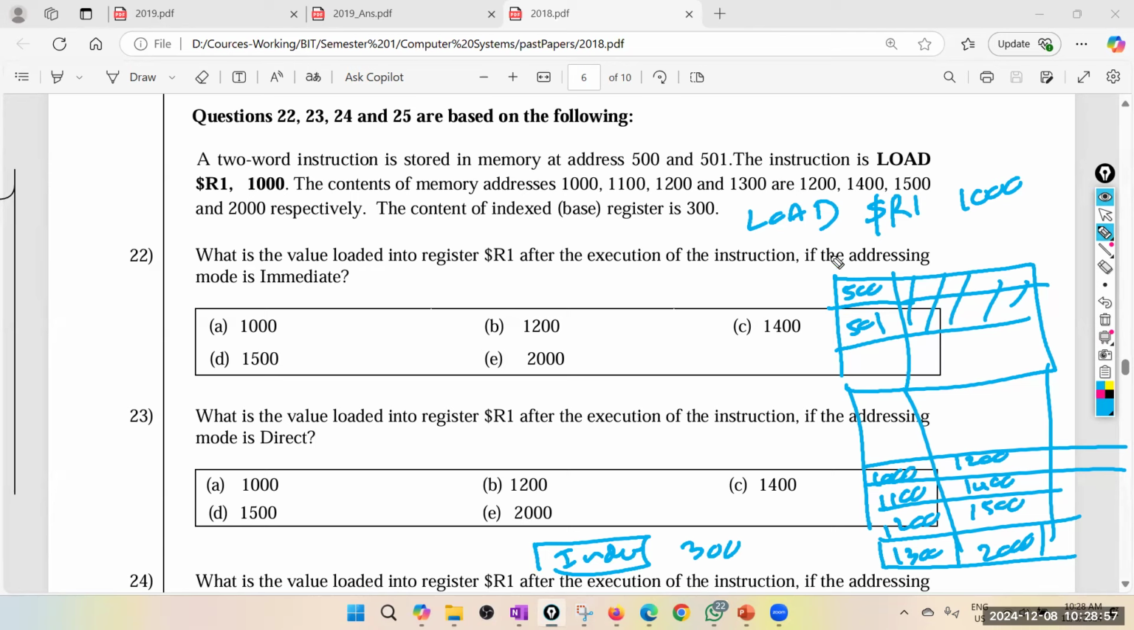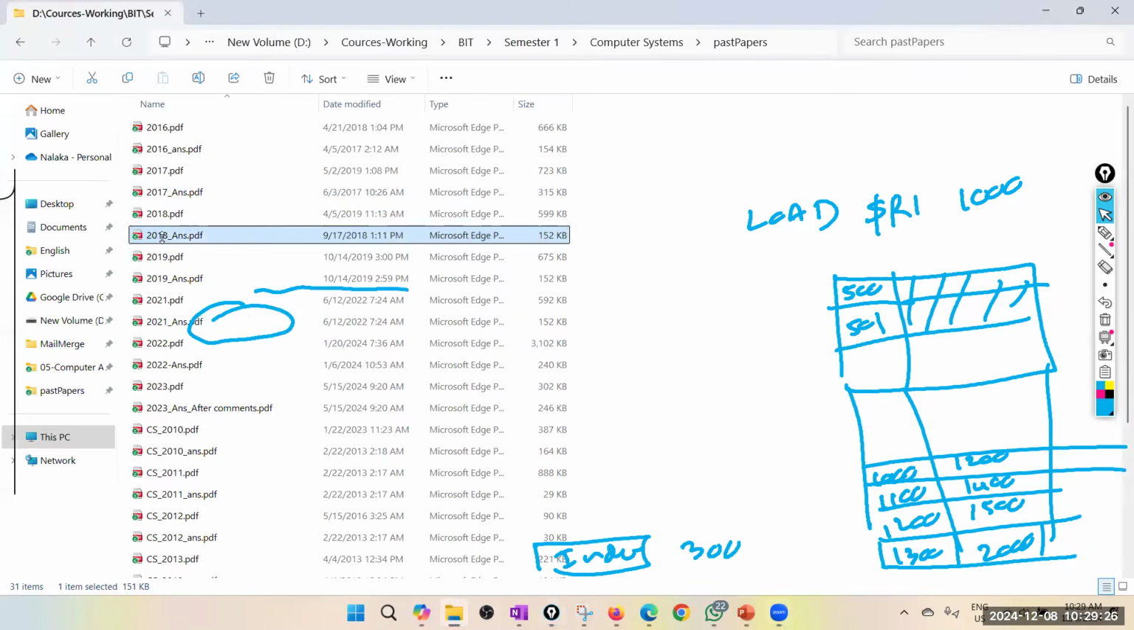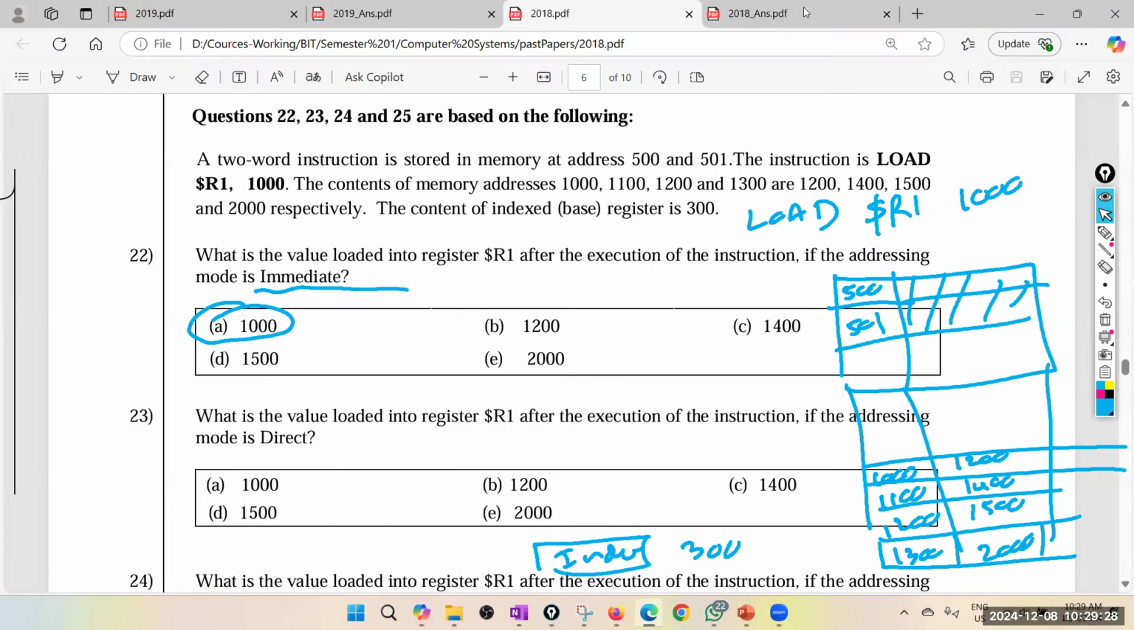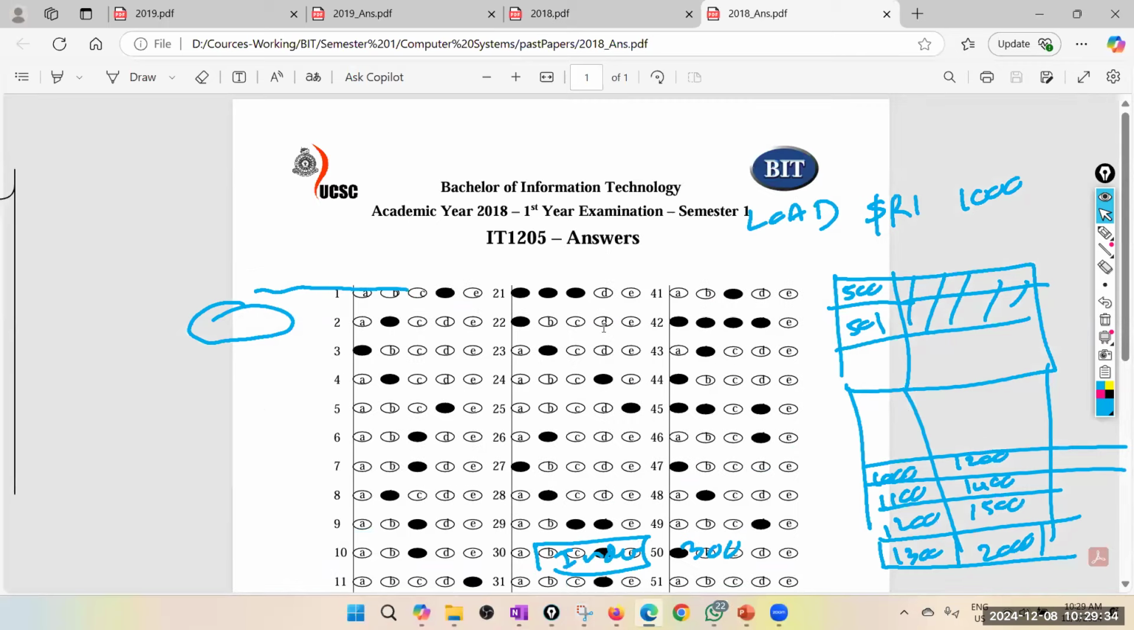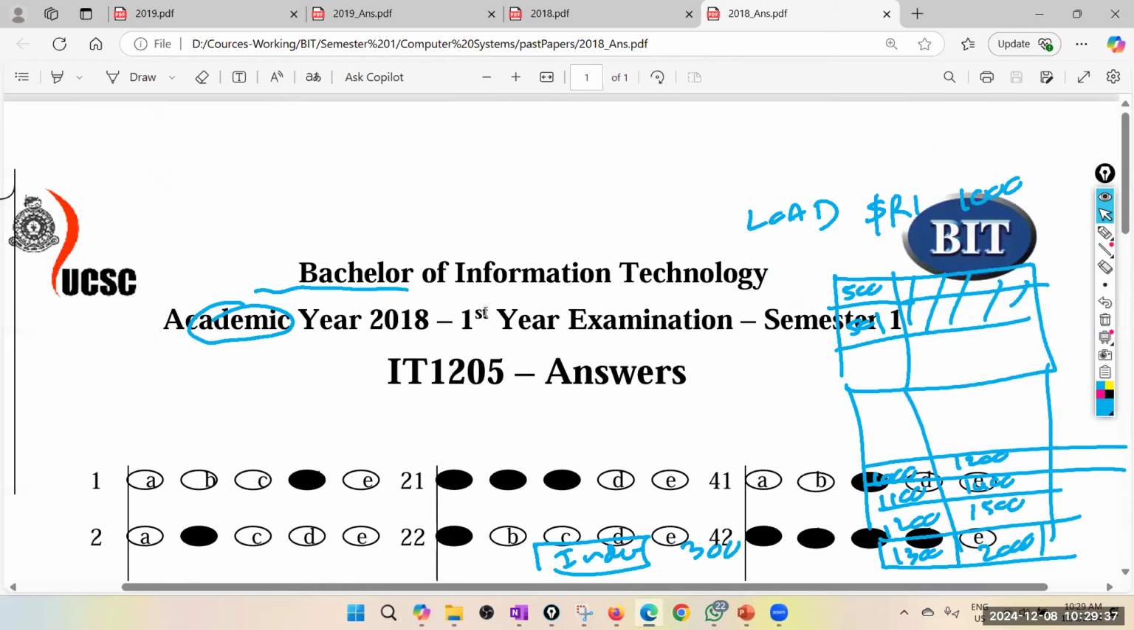After execution of the instruction, if the addressing mode is immediate. So remember, if the addressing mode is immediate, this is the content. So therefore, this is a super easy question, right? If the addressing mode is immediate, the value 1000 is loaded to registry 1. Answer is C. 22 answer is C. So this is 2018, question number 22.